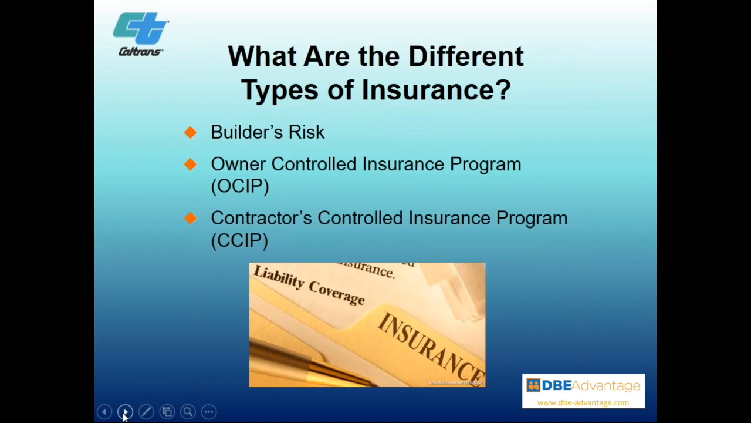And what are the different types of insurance? Well, there's builder's risk, for somebody who's building or modifying a facility. Owner-controlled insurance programs, the OCIP, where the owner controls it, and the contractor-controlled insurance programs, where the contractor controls it and makes sure that the coverages are adequate. CCIP is another short word that they use for that.